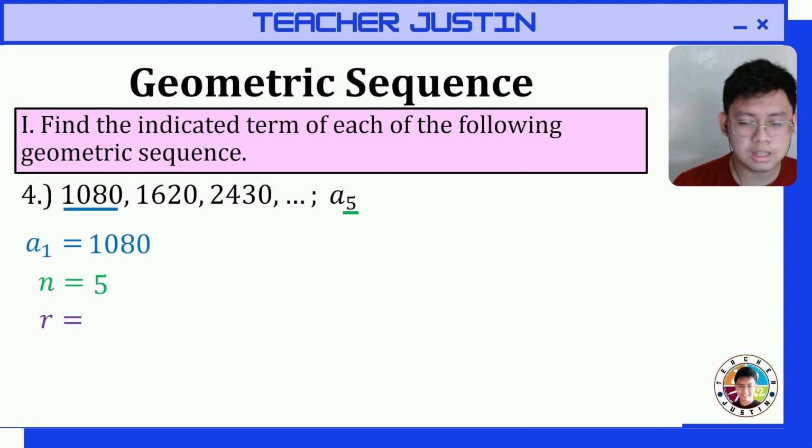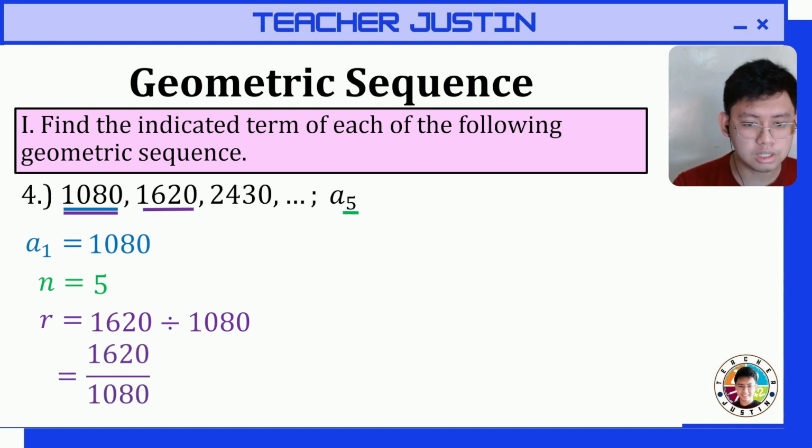Tapos, yung ating common ratio for our geometric sequence is we need to divide our second term by our first term. So, 1,620 divided by 1,080. We can represent this as a fraction, which is 1,620 over 1,080. So, let's simplify this fraction. This will give us 3 over 2. Now, in order for us to solve for the nth term of our geometric sequence, ang formula na gagamitin natin will be a sub n is equal to a sub 1 times r raised to n minus 1.